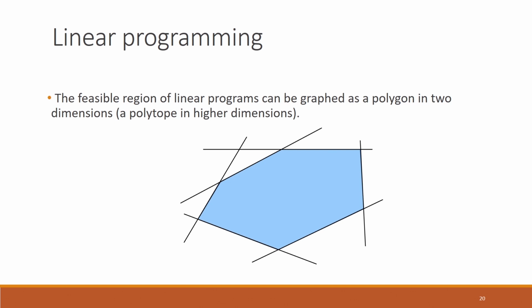Similarly, if we have even higher dimensions, then it will be a polytope. So, in the figure shown here, we have this blue region which is denoting an example of a feasible region. These different kinds of lines, you can think of them as different constraints here, and the intersection of all of these constraints is representing this blue feasible region.